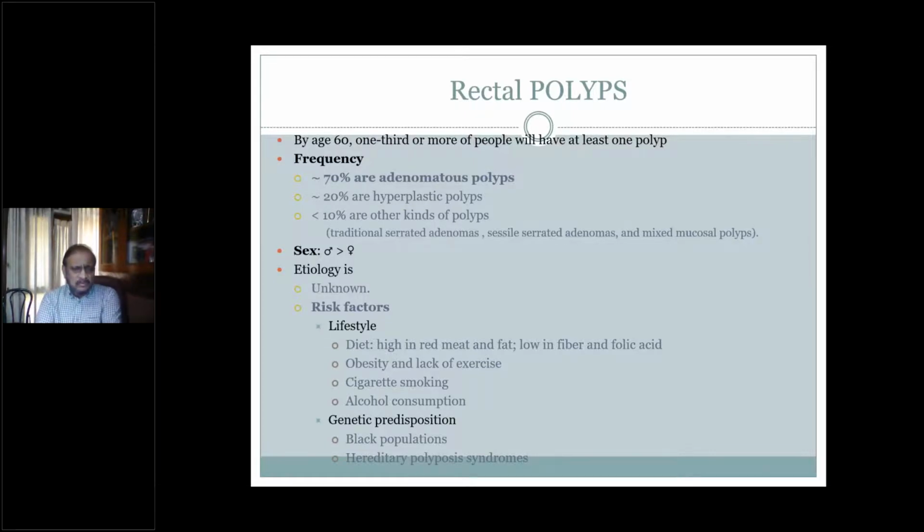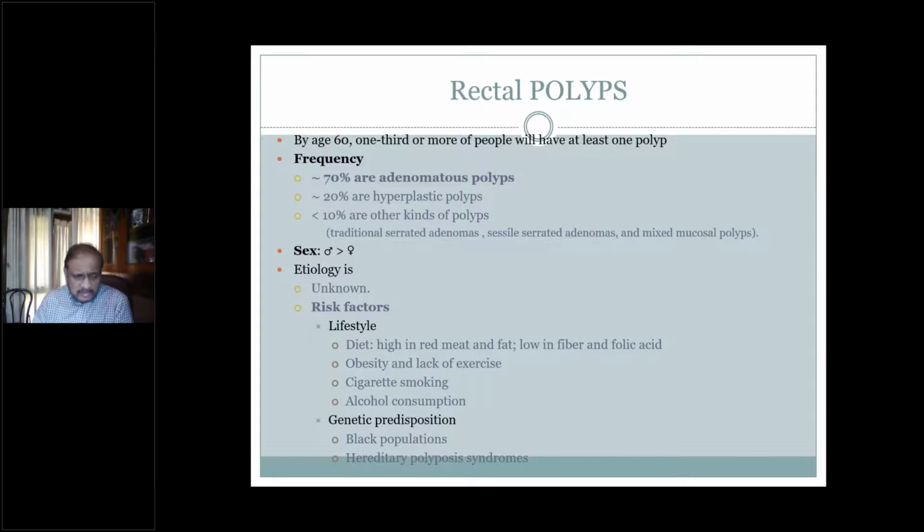Etiology is probably unknown, but you do have some risk factors which could be identified in these patients who have got an increased tendency for polyp formation. Like, for example, the lifestyle factors like diet high in red meat and fat, and obesity, lack of exercise, cigarette smoking, alcohol consumption. These are some of the factors which probably stimulate the formation of polyps. And these, remember, are the same factors which are important in the genesis of CRC, that's colorectal cancer, right? So we'll be again encountering these factors when we talk about the rectal carcinoma.